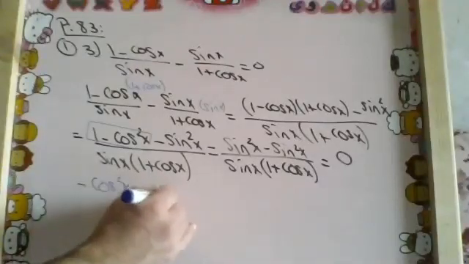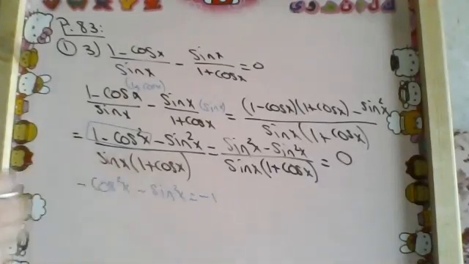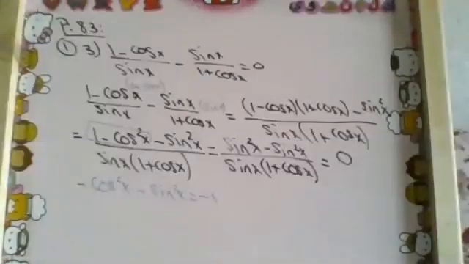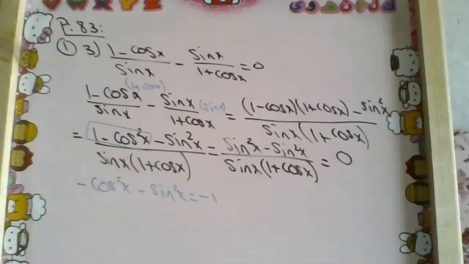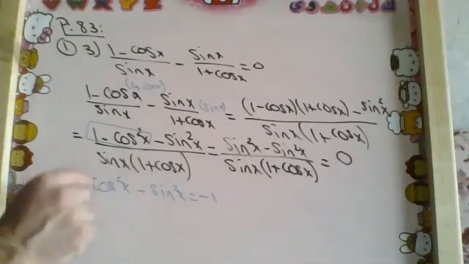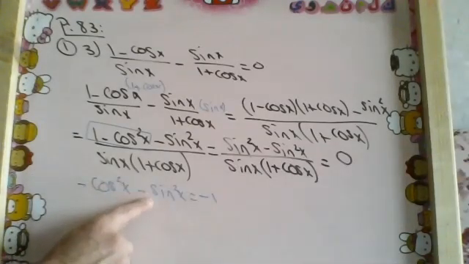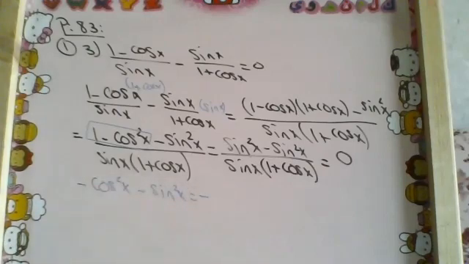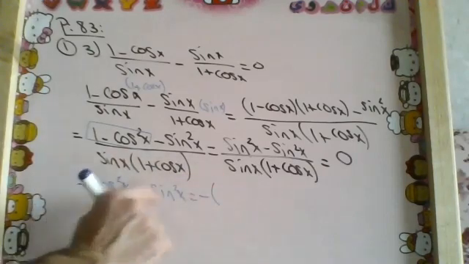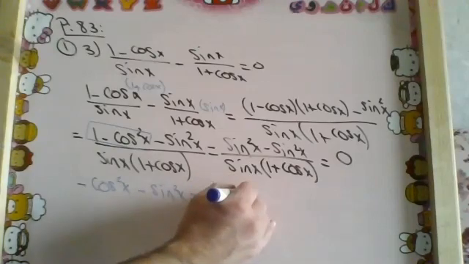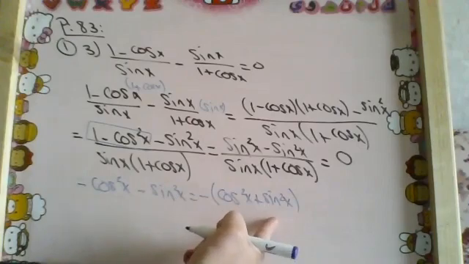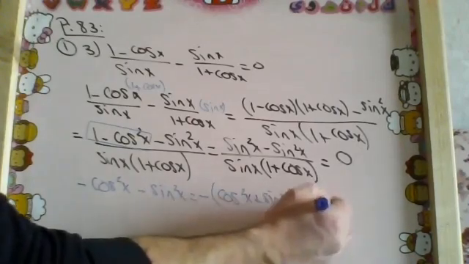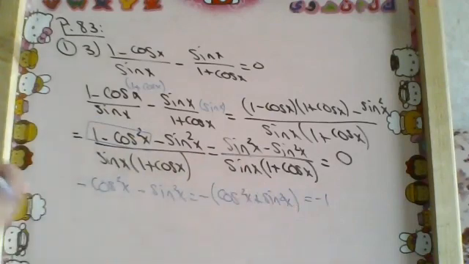And you can also say negative cosine squared x minus sine squared x, it's equal to negative 1. Right? Negative cosine squared x minus sine squared x. In fact, it is negative. Take negative outside: cosine squared x plus sine squared x. And cosine squared x plus sine squared x is 1. So the answer is negative 1. So you get 1 minus 1, which is equal to 0.